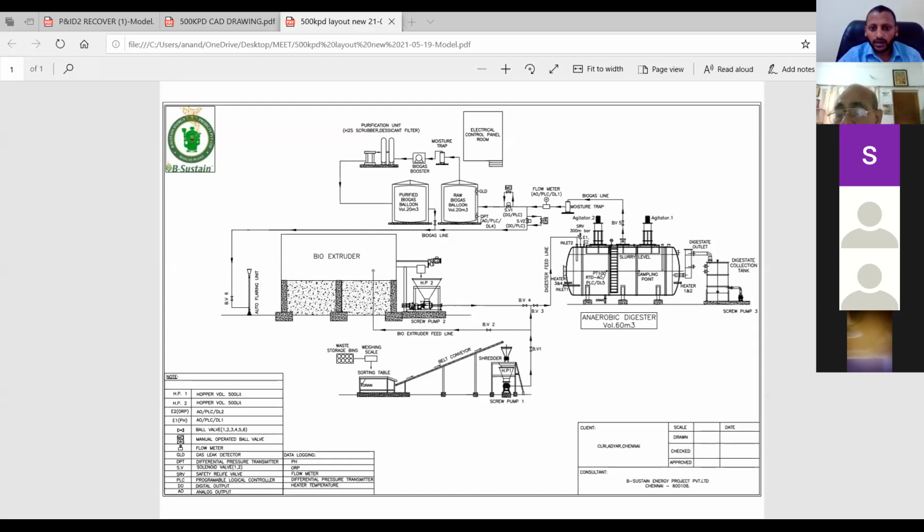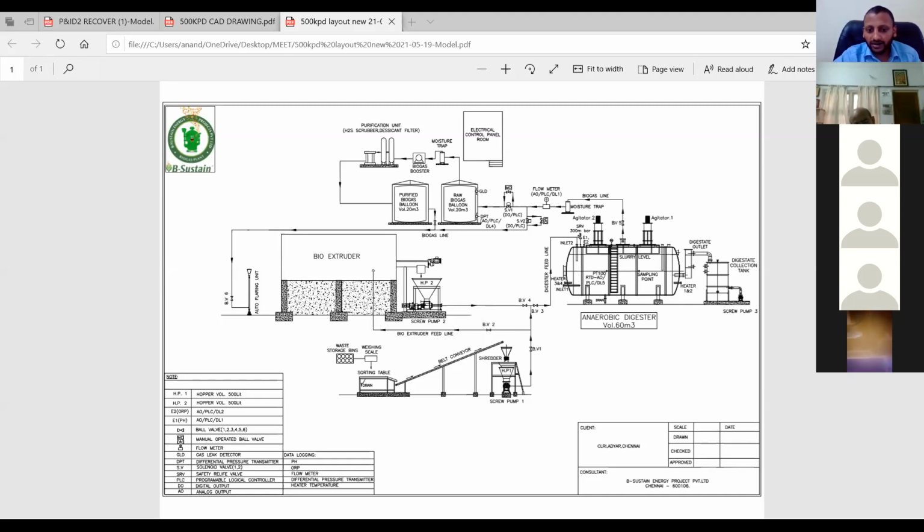This is the 500 kg per day fully automated R&D biomethanation plant that we have installed at CLRI. The raw materials we are using are market vegetable waste and slaughterhouse waste. Slaughterhouse waste means rumen and blood waste. Apart from this, we are using banana pedangle, paddy straw, and corn stover. At the sorting table we segregate the waste, and the segregated waste is conveyed using a belt conveyor and then shredded in the shredder.